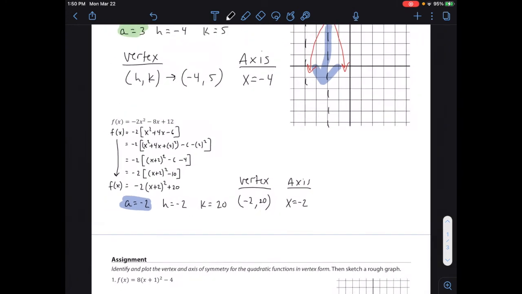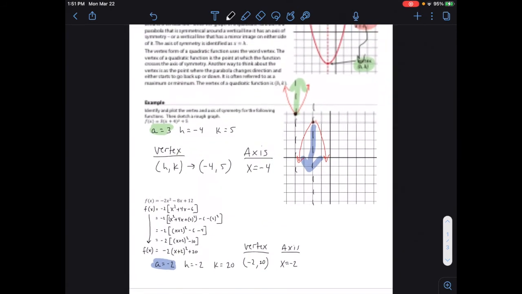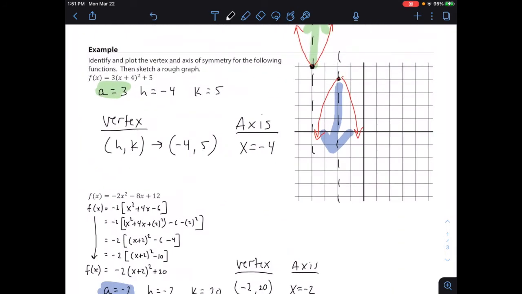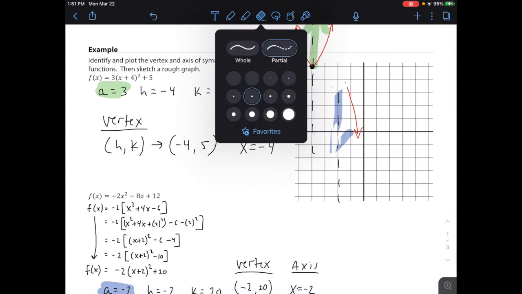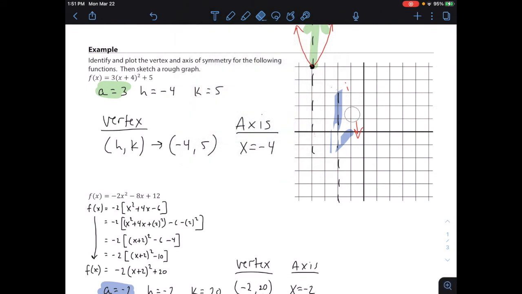Now, as far as graphing this thing goes, we've got a bit of a problem. Our vertex is at negative 2 and 20. So instead of being right here where it's nice and neat and easy to graph, it's going to be way off the graph, which is okay. We can kind of fake that. Here, I need to make that eraser bigger now. So what we're going to do is we are going to graph this thing.